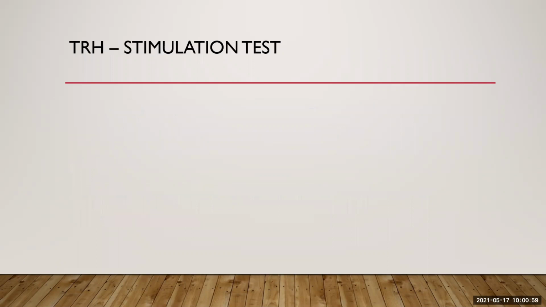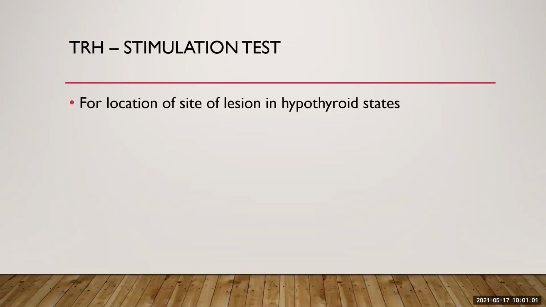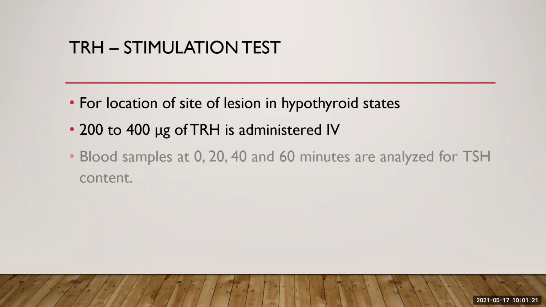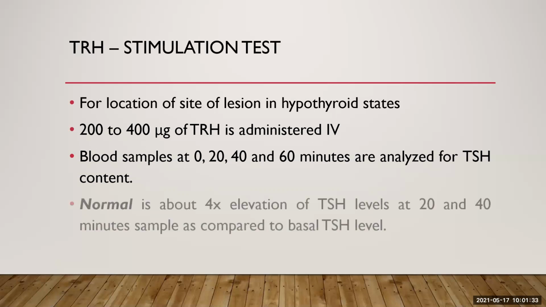Next is TRH stimulation, thyrotropin releasing hormone stimulation. Now this is for assessing the location or site of lesions if present in hypothyroid states. This test is only done to confirm the hypothyroid state and to locate the lesion if it is present. 200 to 400 micrograms of TRH is administered intravenously into the patient. Blood samples are collected at 0, that means before the injection, and after 20 minutes, 40 minutes and 60 minutes, and they are analyzed for TSH content.